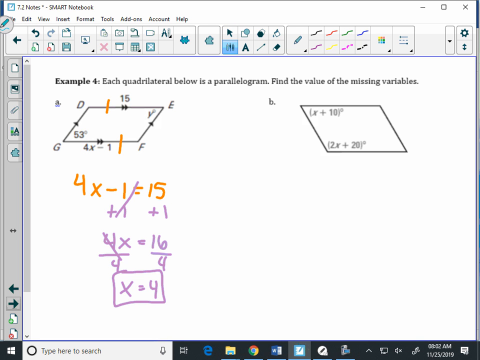They're equal. So here's y. What angle is opposite of y? 53. So that means y has to equal what?